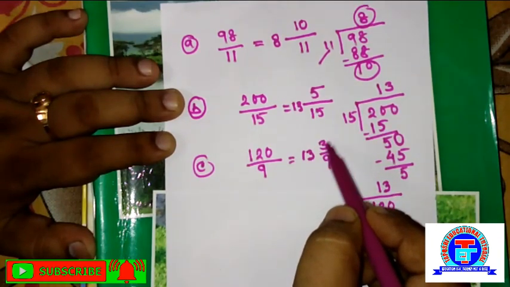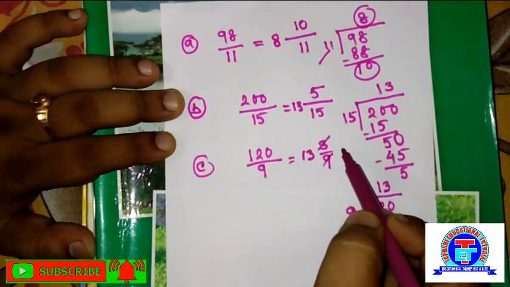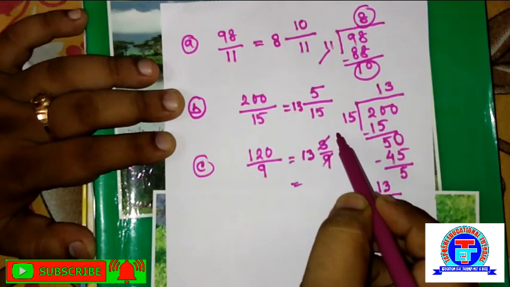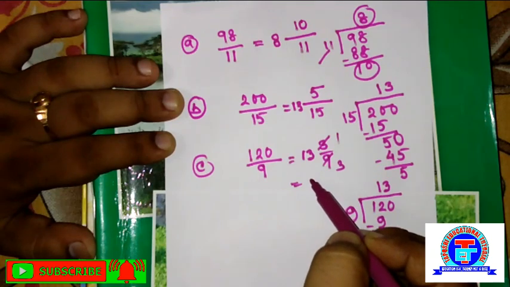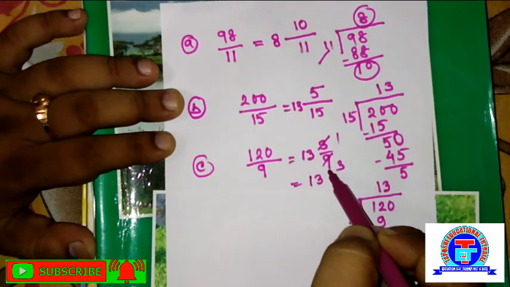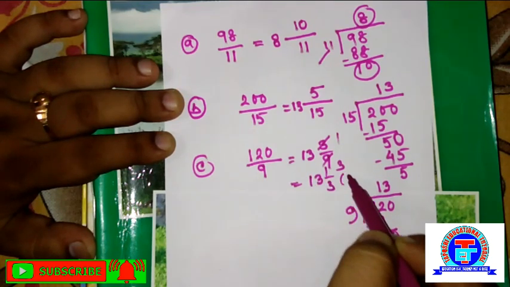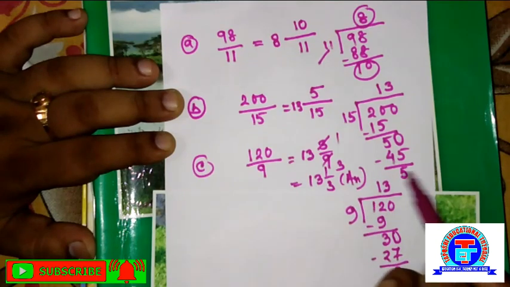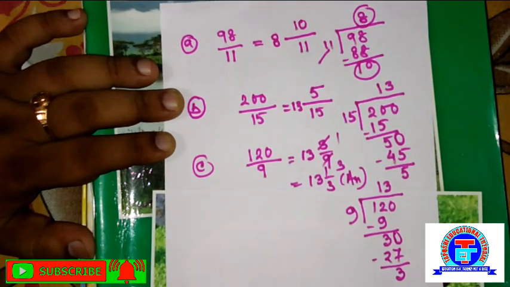Now it will become the lowest term. We can write here 1 and 3. So we write 13 whole 1 by 3 as the answer. I hope student you clearly understand. Express the following as mixed fraction, right?